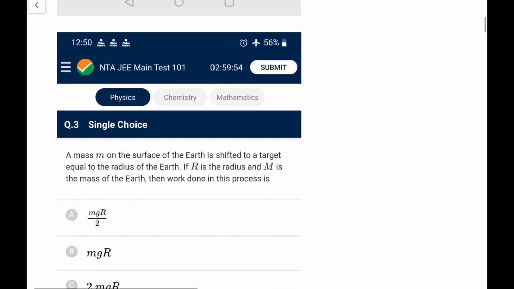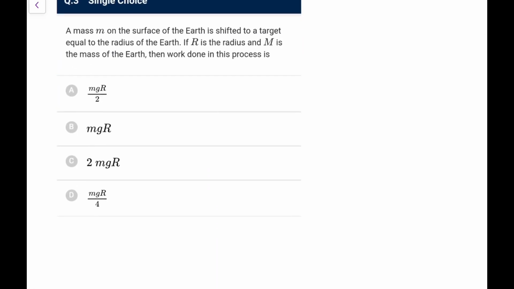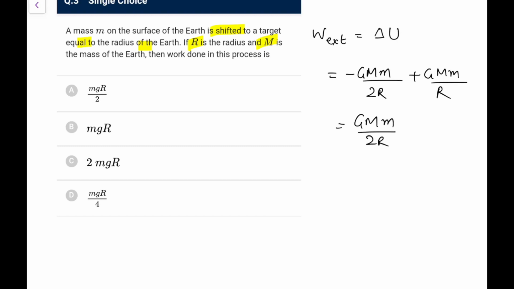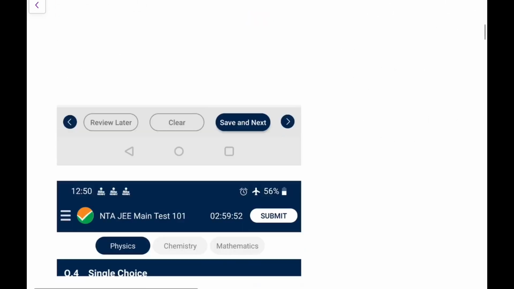Go for option D. Next, the mass m on the surface of earth is shifted to a height equal to the radius of the earth. If r be the radius, m be the mass, then the work done in the process, W external, would be delta U. So finally the energy would be, because it is shifted to a height equal to radius of earth, that it would become 2r, r plus r, and initially it was minus GMm by r, so minus will become plus GMm by r. So it comes out as GMm by 2r, and now multiply and divide by r, and write this GM by r square as a small g. This comes out as mgr by 2. I think this is 4th or 5th time this question is being asked in these NTA tests.